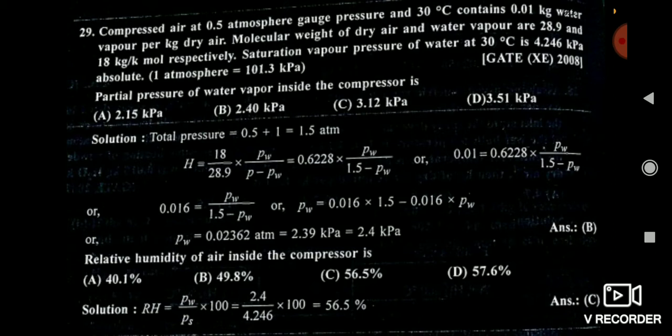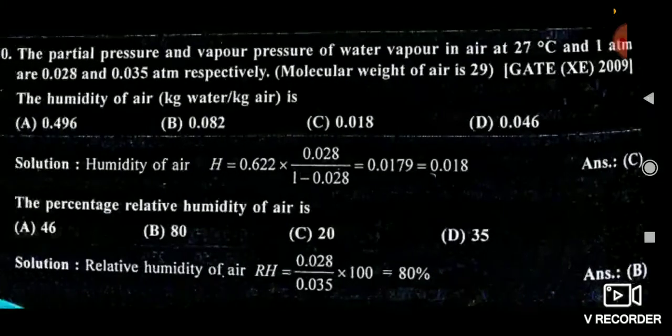And friends, after that it is asking what is the relative humidity inside the compressor. Friends, here in the question you see that saturation vapor pressure at 30 degree is 4.246. So saturation vapor pressure is given, and we have calculated the partial vapor pressure of water, that is 2.4 kilopascal. So we should take the ratio of both, 2.4 and 4.246. We can get the answer, that is 56.5%.